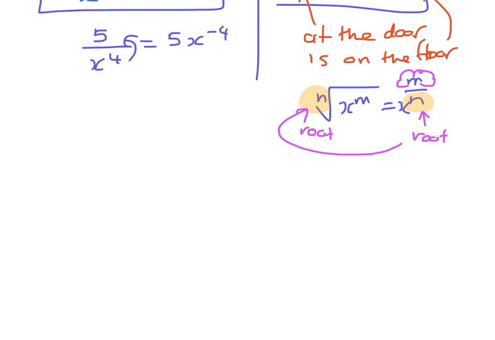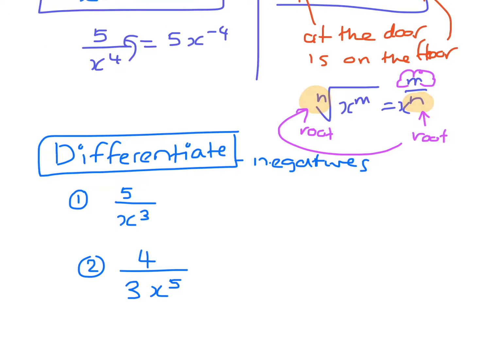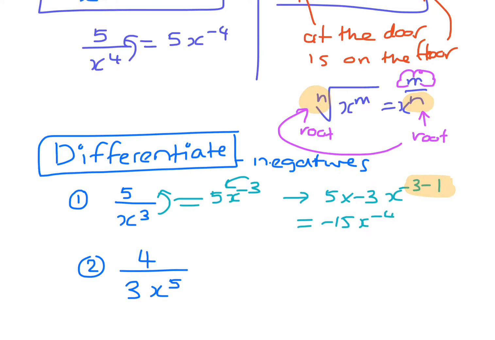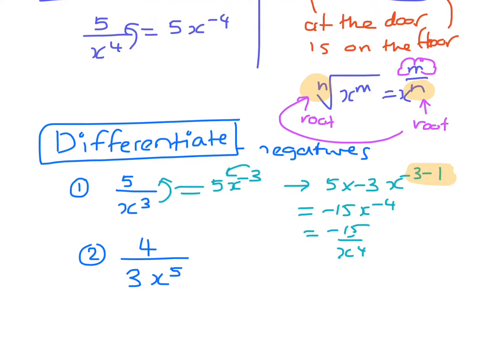Okay, so let's look at differentiation. Just looking at this here, you can't differentiate that until you put it into index form. So it becomes 5x to the minus 3. And then when you differentiate this, it's 5 times minus 3, because the minus 3 comes down, x to the minus 3 minus 1. It is better to write this like this and then simplify that index, because sometimes it's easy to make mistakes with negatives. So that's minus 15x to the minus 4, which is minus 15 over x to the 4.